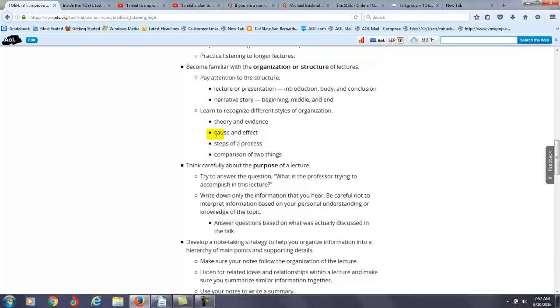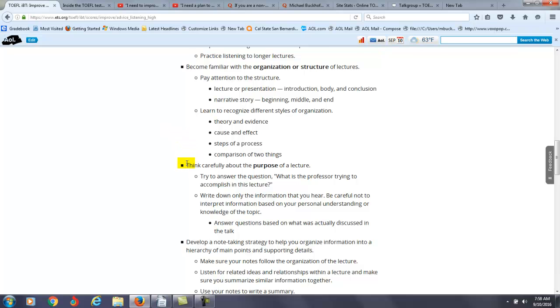Now, another one, like reading, you have what's called cause-effect. You have steps in a process, and then you have a comparison of two things. These are popular types of organizations in TOEFL type lectures. So you want to get used to that and then take notes based on some of those things.